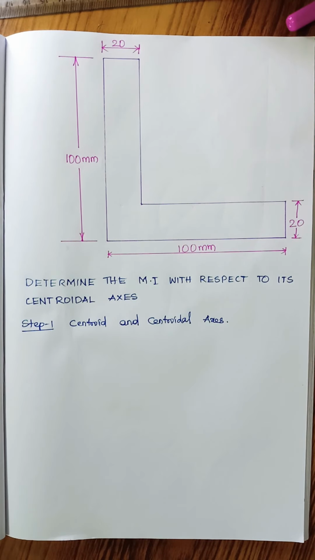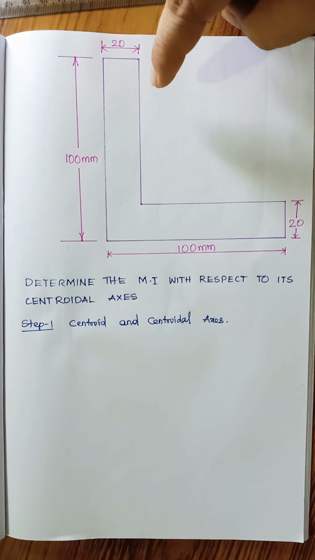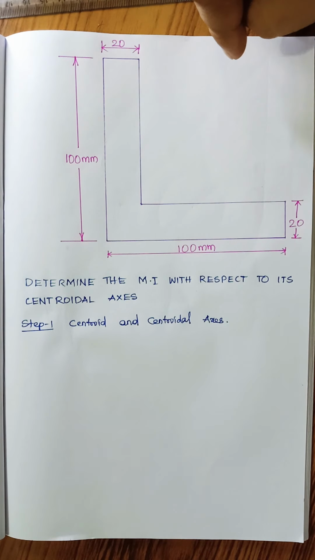Hello, my dear students. I have come with a new problem today for moment of inertia. So the question here is to determine the moment of inertia of the given L section with respect to its centroidal axis. As we have already discussed, centroidal axes are nothing but when you draw an x-axis and a y-axis which are passing through the centroid, then it is called as centroidal x-axis or centroidal y-axis.